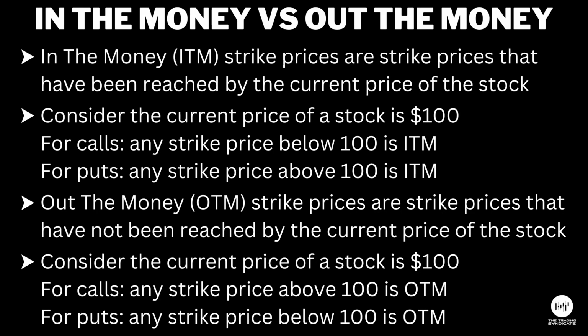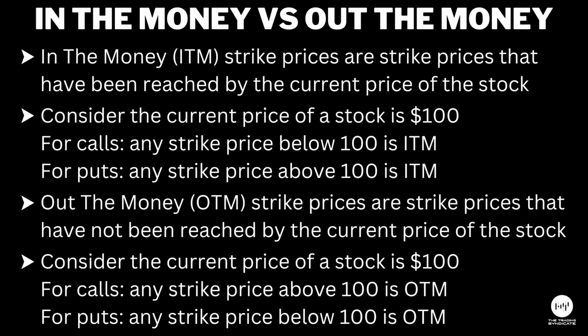Out of the money strike prices are strike prices that have not been reached by the current price of the stock. For example, using the same stock that we just mentioned that is currently priced at $100, for call options, all strike prices above 100 would be considered out of the money since they have not been reached yet. Likewise, for puts, all strike prices below 100 would be considered out of the money since they have not been achieved yet. The further out of the money a strike price is, the cheaper the premium of that contract will be.